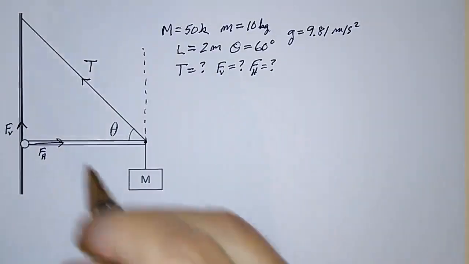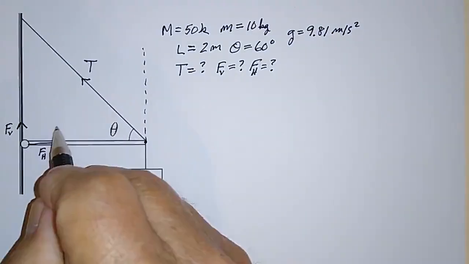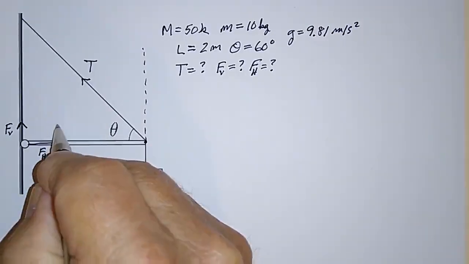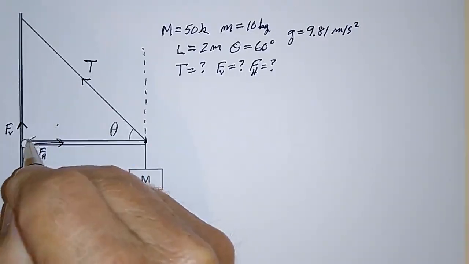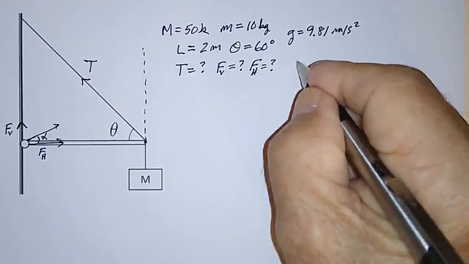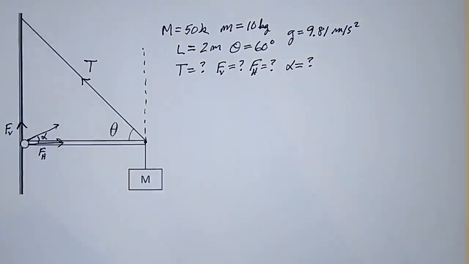And let's see, one other thing. Let's say that we want to know the angle that the resultant force against the wall makes. We'll say that is something like this. This angle here, alpha. We also want to know alpha. All right. How do we set this up?